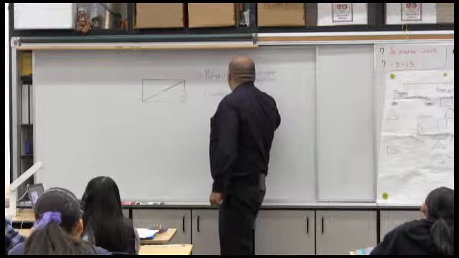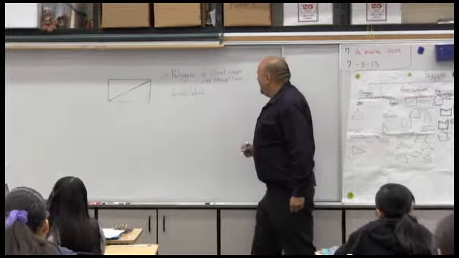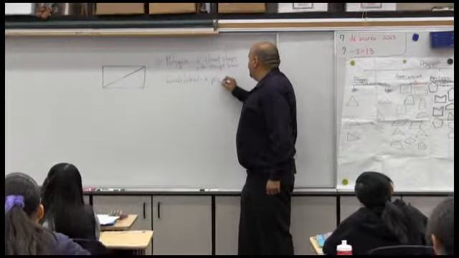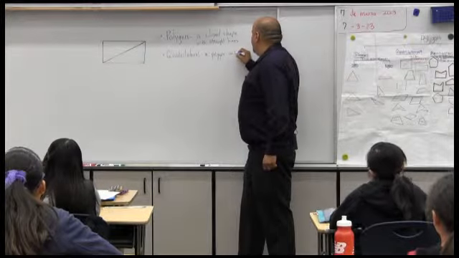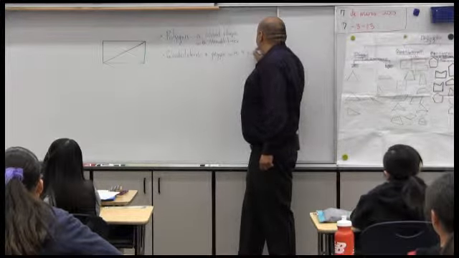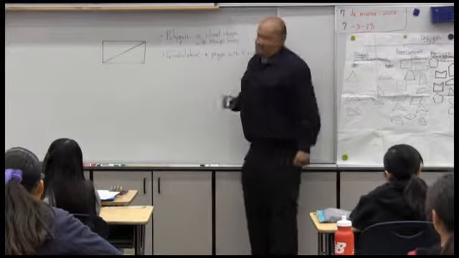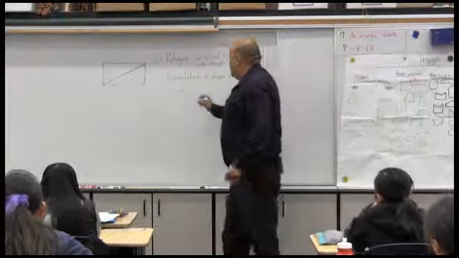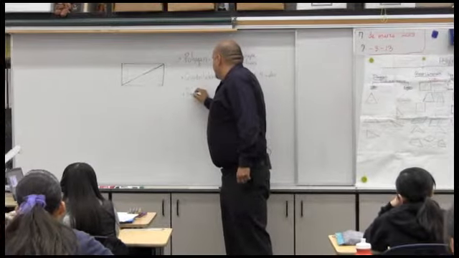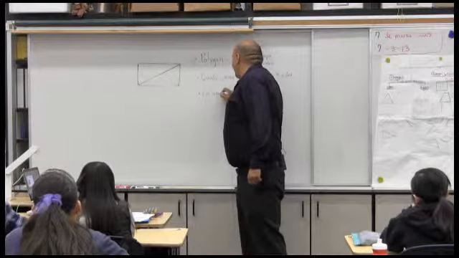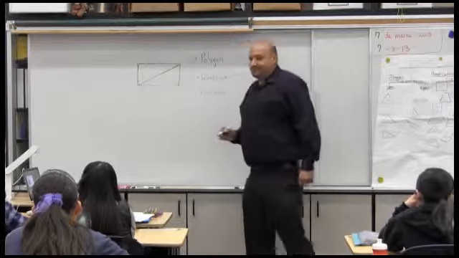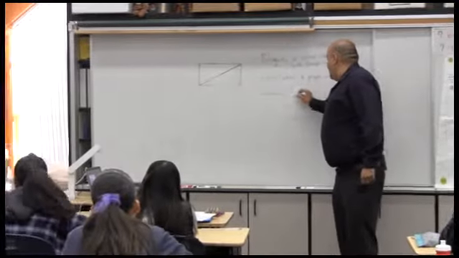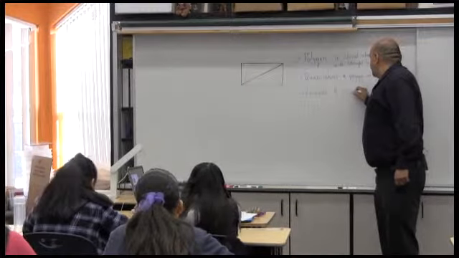And what is a quadrilateral, Emily? A polygon with 4 sides. Polygon with 4 sides. What else is it? Yes? A rectangle. It's a rectangle. And what are the properties of a rectangle? Somebody remind me? Marissa? 4 right angles.